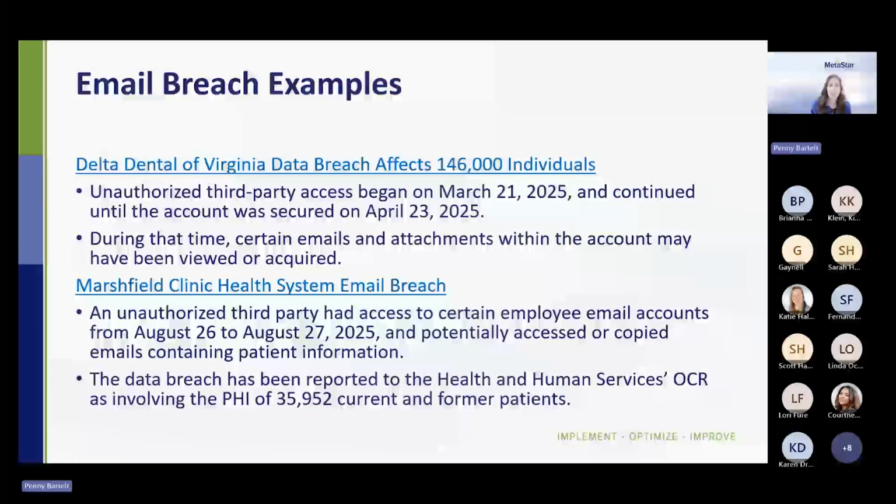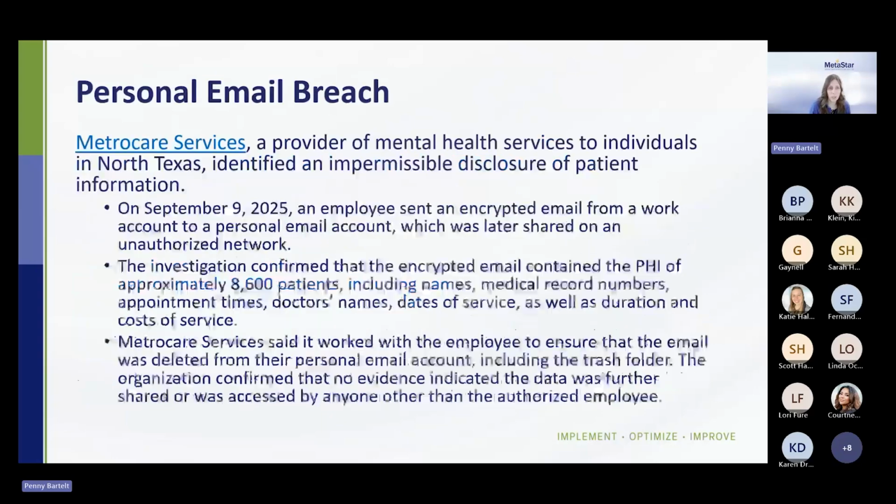So here's some examples. I feel like it's always nice to have real life examples of things that happen. Delta Dental and Marshfield Clinic both had a third party gain access to email accounts. Delta Dental was a lot longer period of time, almost a month, whereas Marshfield, it was 1 day. But in that 1 day, they reported possibly over 35,000 records that were possibly compromised. You'll notice neither of these have fines because they just happened pretty recently, so they might still be under investigation.